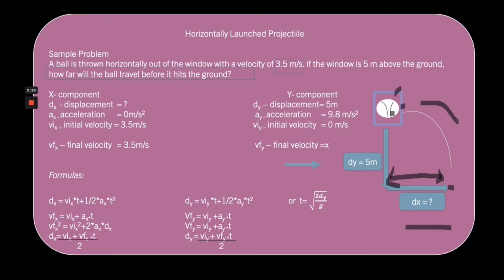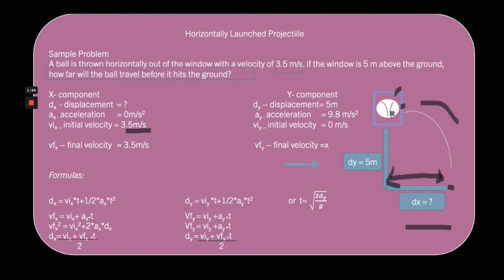Now, it is also given the initial velocity of the x component, which is 3.5 meters per second. So when that person threw the ball out of the window, its initial velocity is 3.5 meters per second. Remember that there is no initial velocity for a vertical motion when we talk about a horizontally launched projectile. So therefore, our initial velocity given here is for the x component.